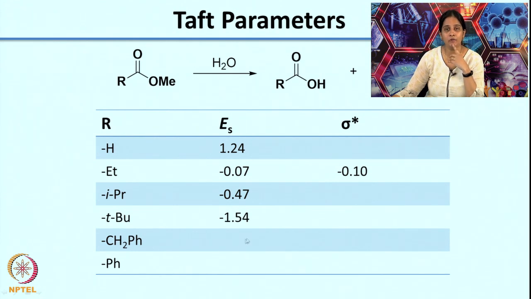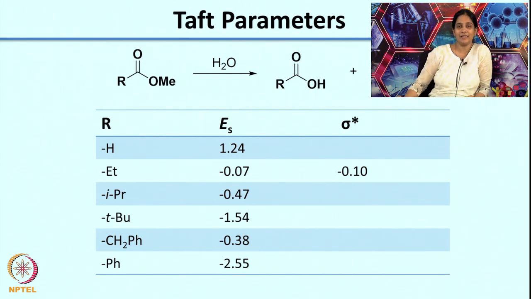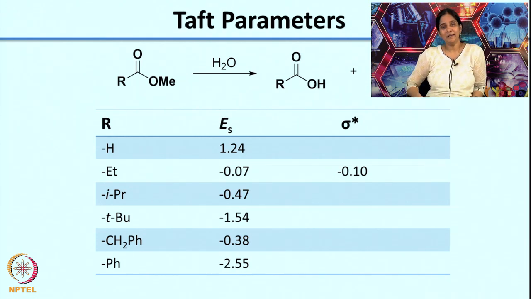Now, what about the benzyl group? Benzyl group comes out to be somewhere between isopropyl and ethyl. Remember, in benzyl you have a CH2, whereas in isopropyl you have CHMeMe. Now, phenyl, this is very surprising. For this particular reaction, what is seen is that phenyl is found to be even more bulky than T-butyl. So, this is not always the case, but in this particular reaction, phenyl group appears to be more bulky than the T-butyl group.